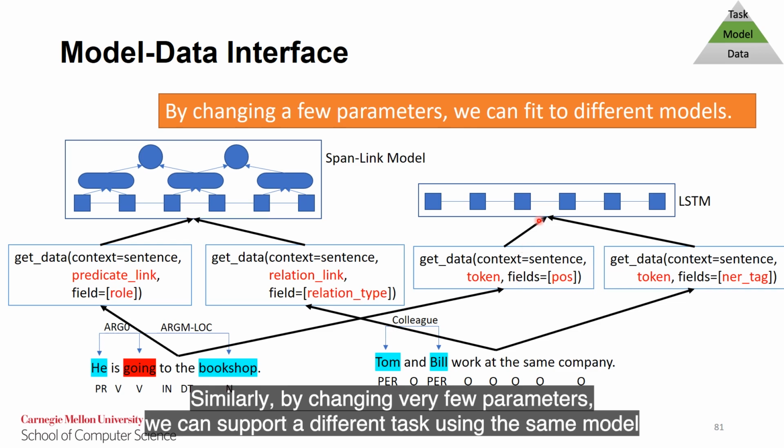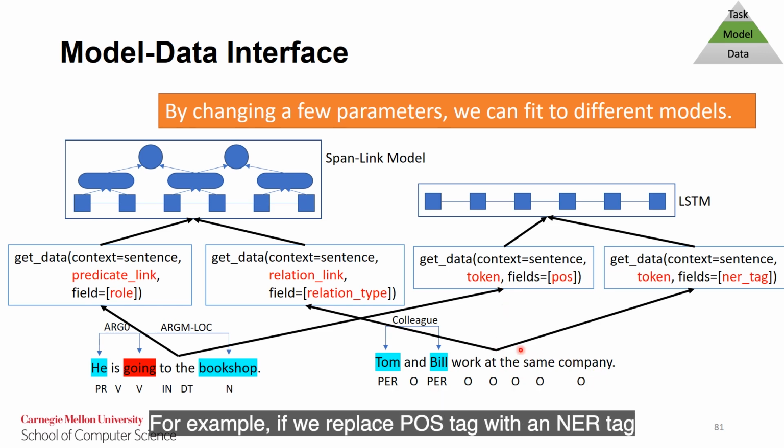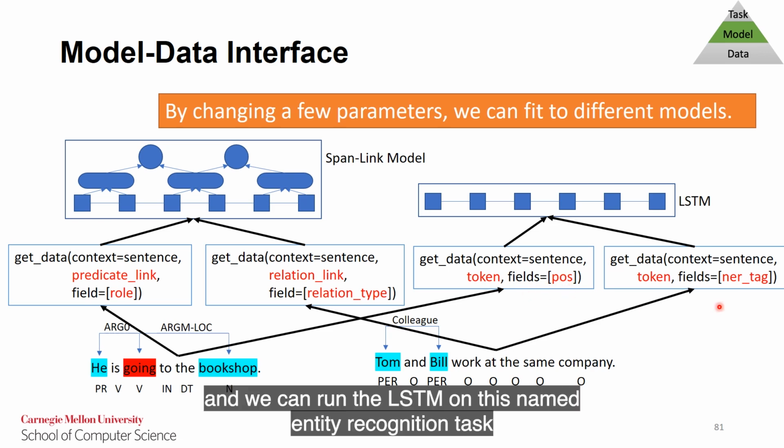Similarly, changing very few parameters can support a different task using the same model. For example, if we replace the POS tag with an NER tag, we can run the LSTM on this name entity recognition task.